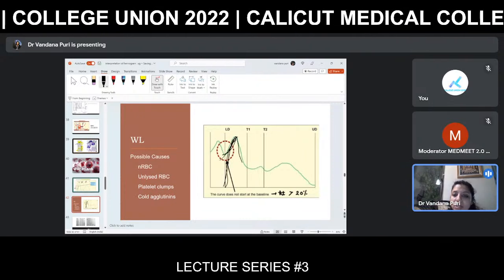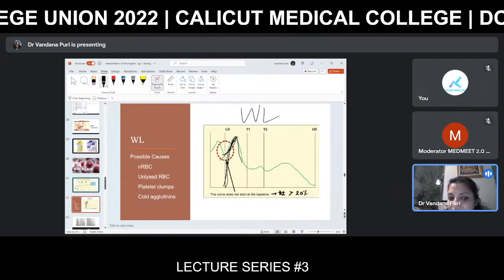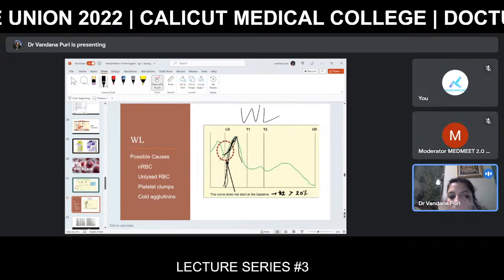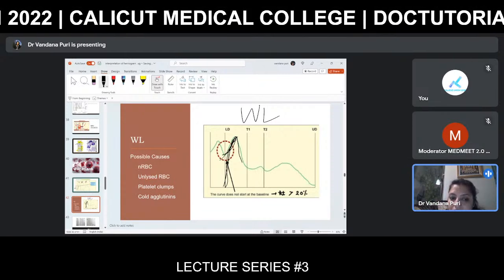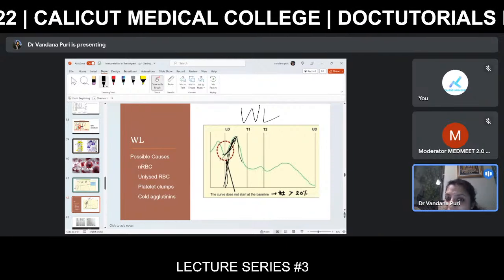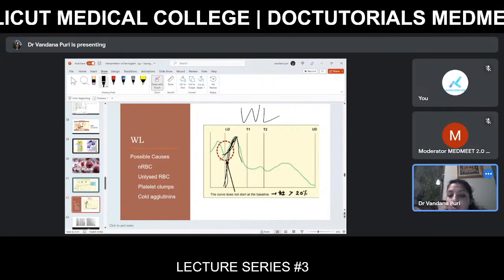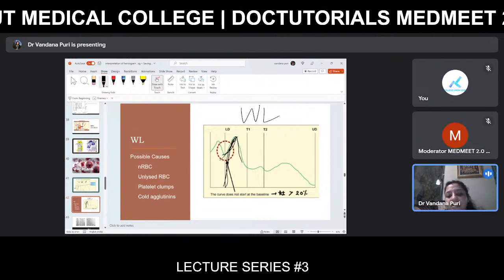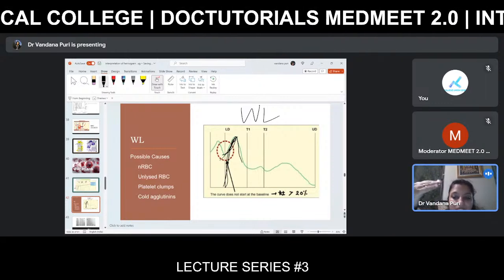So this error you have already studied. This error is always called the WL error. This means that something is in front of the WBC. It has to be RBC. So it can be either unlysed RBCs or nucleated RBCs present in the blood. There can also be a lot of platelet clumps or cold agglutinins which can interfere here. So the curve does not start at the baseline and it's more than 20% high.